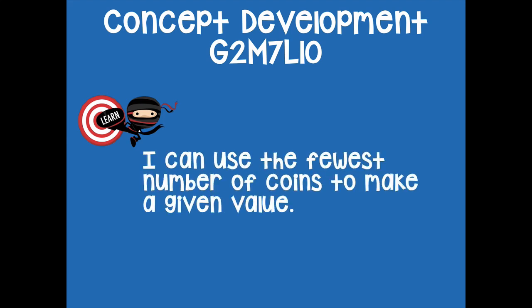So our learning goal for today says, I can use the fewest number of coins to make a given value. So for example, if I were to say, use coins to make 5 cents, you could make it with 5 pennies because that would be 5 cents. Or the fewest number of coins possible would be just 1 nickel. That would represent 5 cents. Okay, so let's jump in and get started.